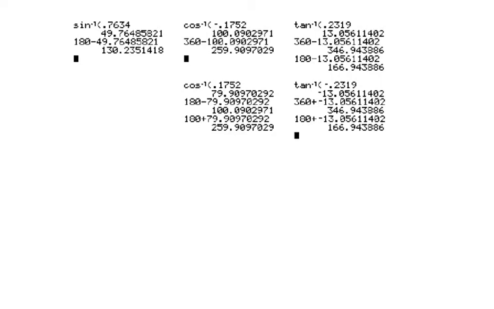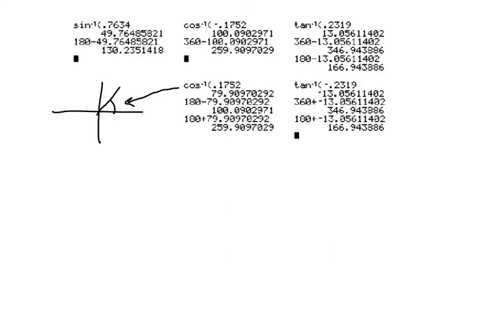So cosine inverse gives me the 100, that's bigger than 90. 360 minus that gives me my 259.9. The other thing to do is to ignore the negative. So if I ignore the negative and just do cos inverse of 0.1752, I get 79.9. 79.9 is this distance here. So that would be that distance.